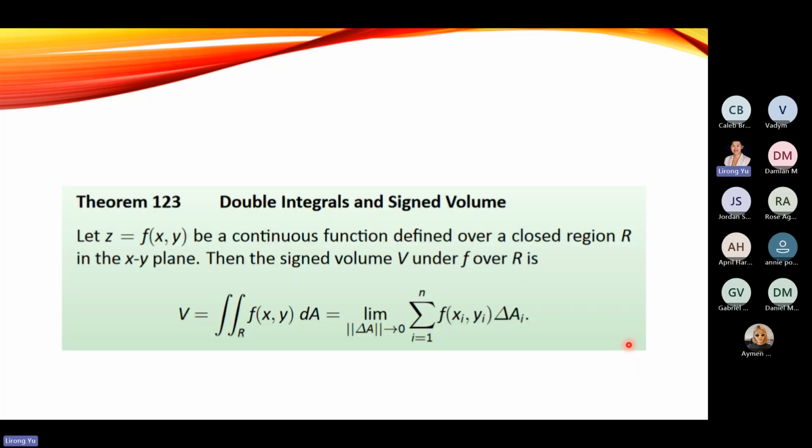Okay, of course, it also follows the idea of the Riemann sum. So this is the signed volume V under f, the double integral of f dA.